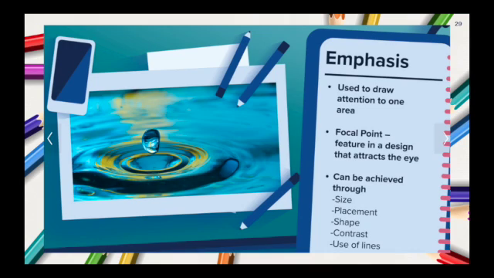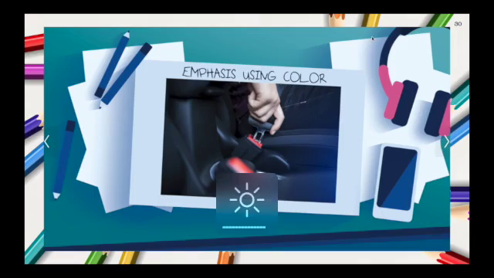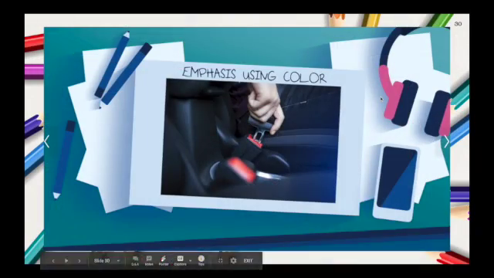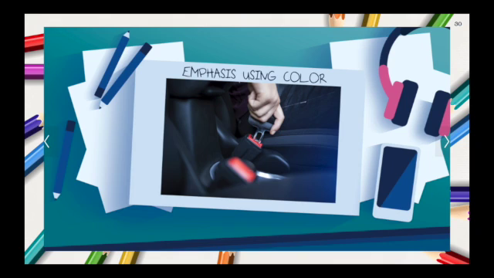Next, we have emphasis. Emphasis is used to draw attention to one area. Emphasis is created by using a focal point, which is a feature in a design that attracts the eye. This can be achieved through size, placement, shape, contrast, and the use of lines. This is an example of emphasis using color. You'll notice that the interior of the vehicle, as well as the clothes that are worn by the person in the image, are all dark in color, in contrast to the red buckles on the seatbelt.